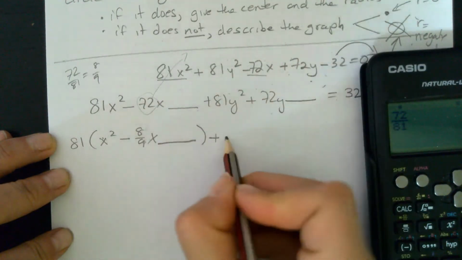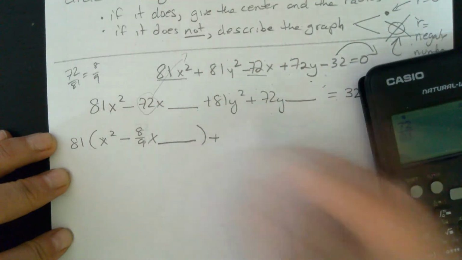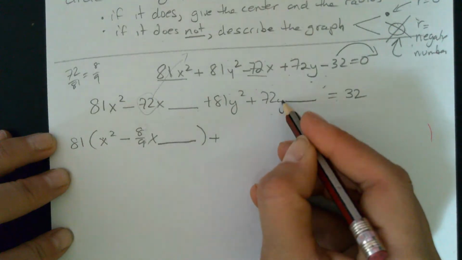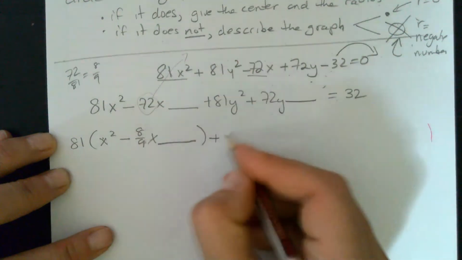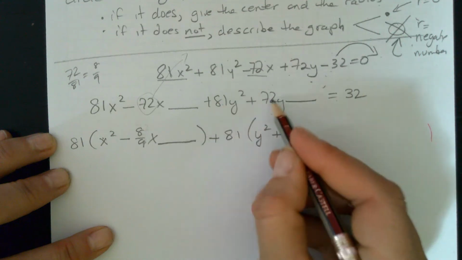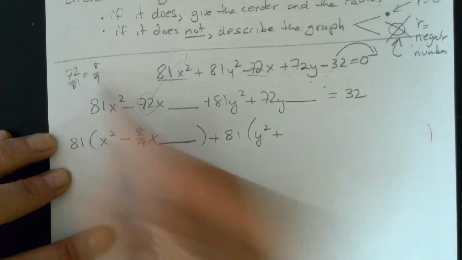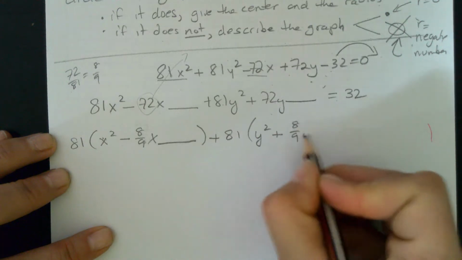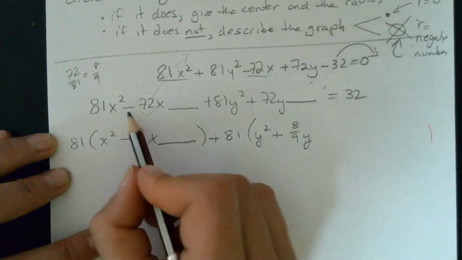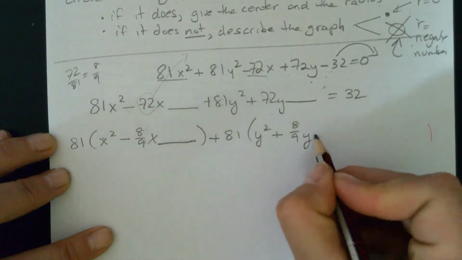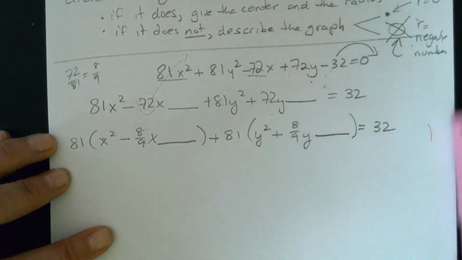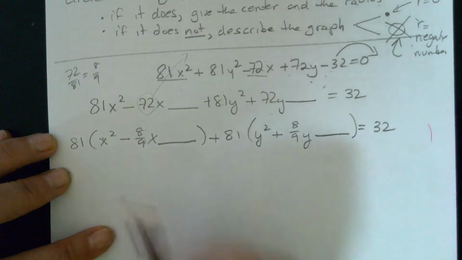Then, oh, this has to have a 1 in front of it as well in order to complete the square. So I'm going to take out the 81. I have to take 72 divided by 81, which is the same. So I can just go 8 over 9 y, because look, 81, 72, 81, 72, it's the same, except this is a minus and this is a plus. Leave the space, equals 32. Okay, so now I get to complete the square.